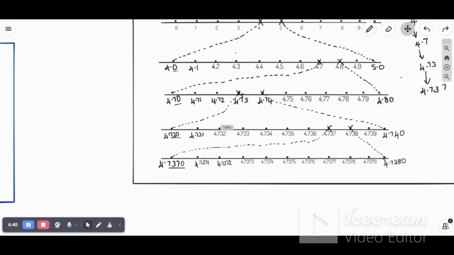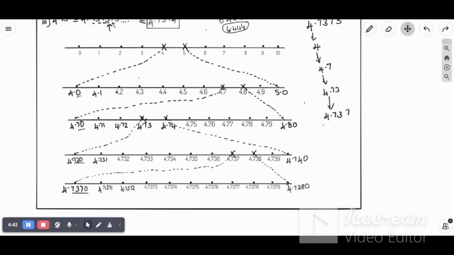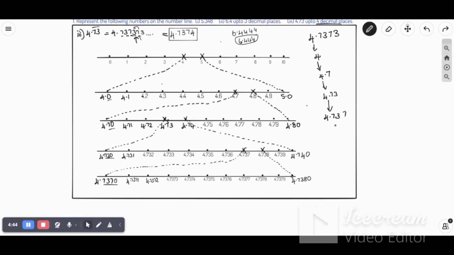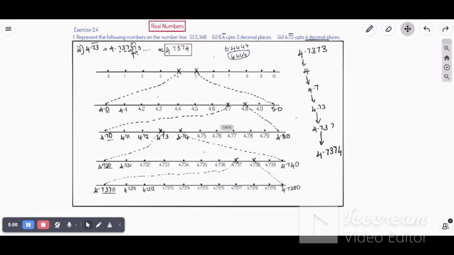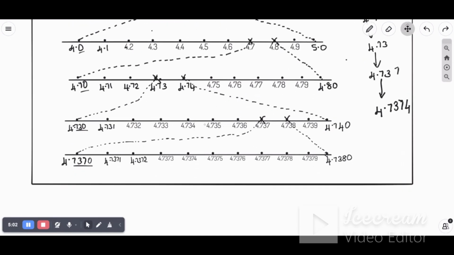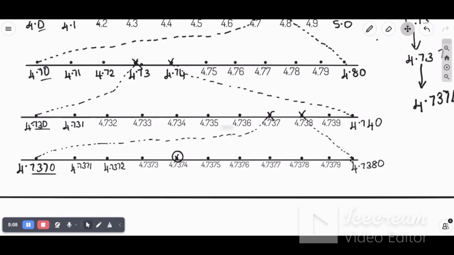What is your end number? You have to mark out 4.737 and a 4, not 3. You have to round it off. So where is your 4.7374? It is over here. So you have to mark it over here. Let me take a closer look again. If you could see here, you can put it over here. 4.7374. So this is how you do it.